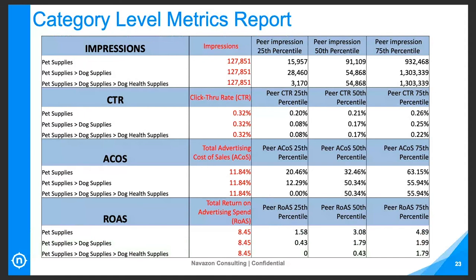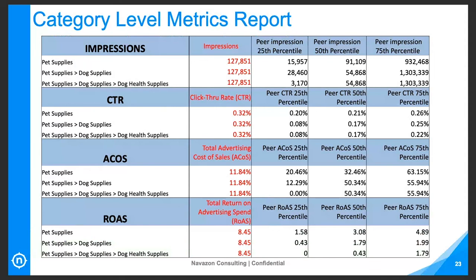And if you look across the top, go through the impressions, the 25th, the 50th, and the 75th percentile, you'll see in the red that is our impressions for this particular product category. So 127,000 falls above the 50th percentile for impressions. So in this category, it's doing really well. Pet supplies, dog supplies, and dog health supplies, they're ranking very well for overall impressions in the market.